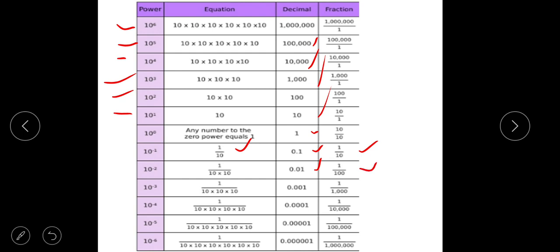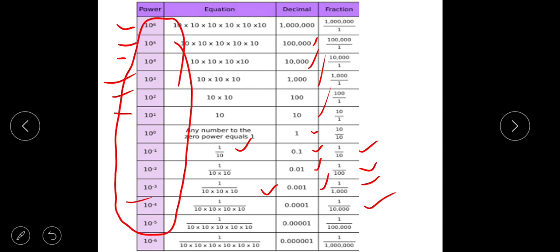10 raised to minus 3, 1 by 1000, 1000th. Do you remember that? 1000th in decimal we studied, 0.001, in fractional form 1 by 1000. 10 raised to minus 4, 1 by 10,000, that is 0.0001. Likewise, these are the powers of 10. If the exponent is positive, it is like this, and here the exponent is negative. Okay. We needed to know this to convert large numbers or very small numbers into standard form.